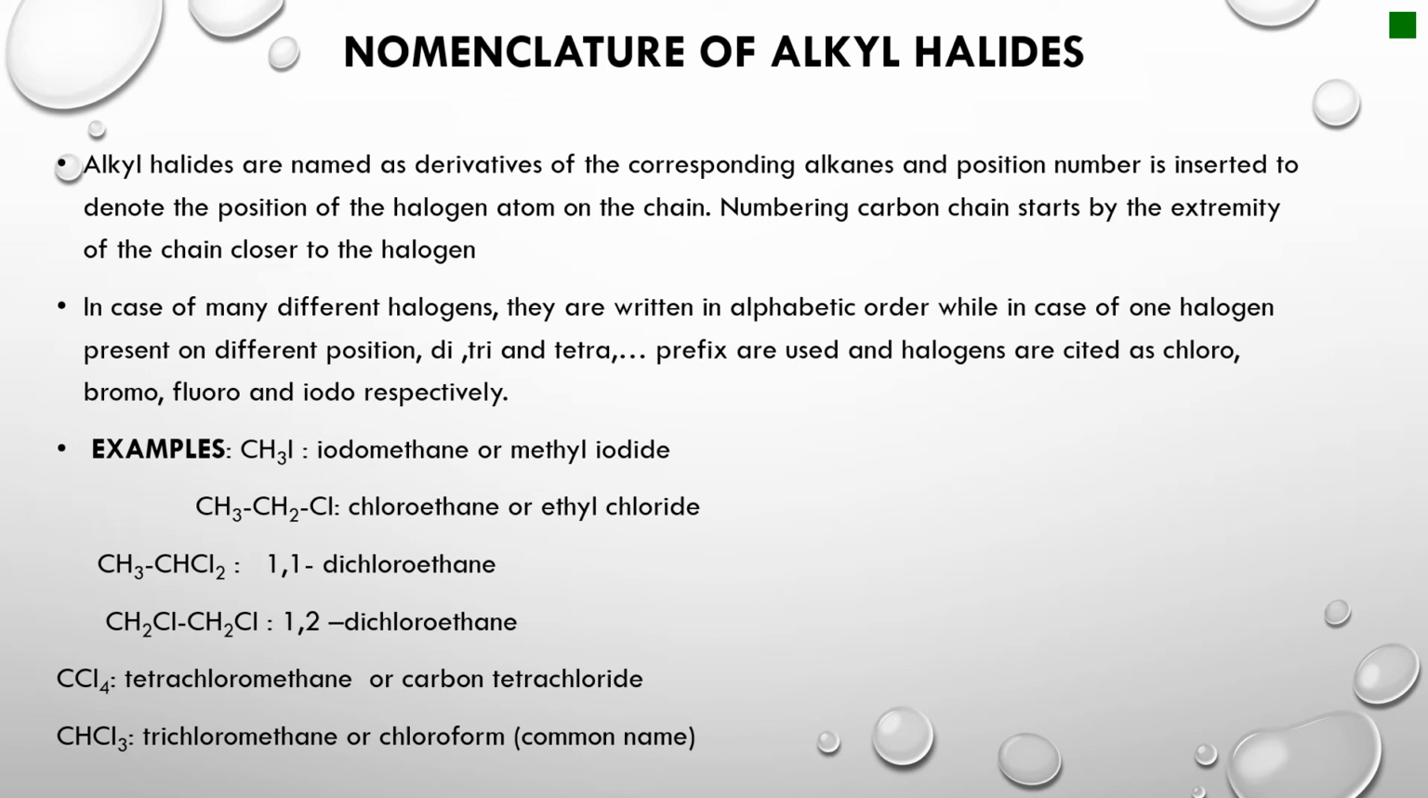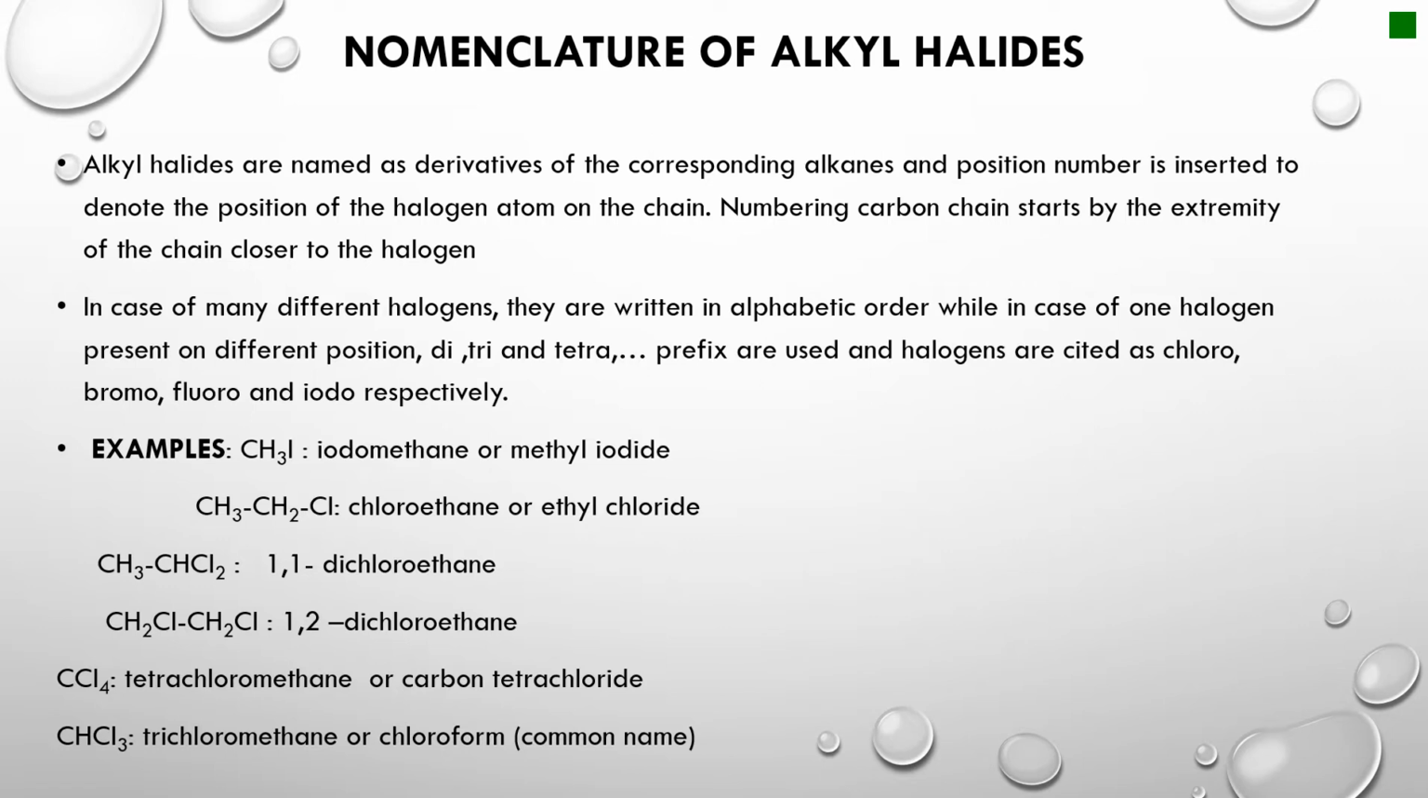Nomenclature of alkyl halides. Alkyl halides are named in a similar way as the corresponding hydrocarbons. The rules, many of them are the same. There are only slight differences depending on the new element which was added in the chain, that is a halogen. Alkyl halides are named as derivatives of corresponding alkanes, and the position number is inserted to denote the position of the halogen atom on the chain.